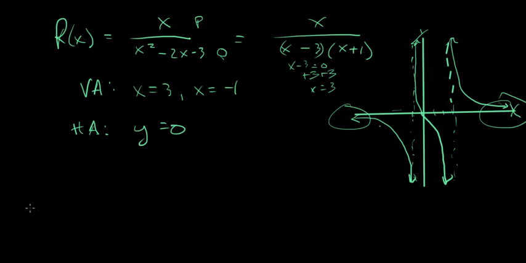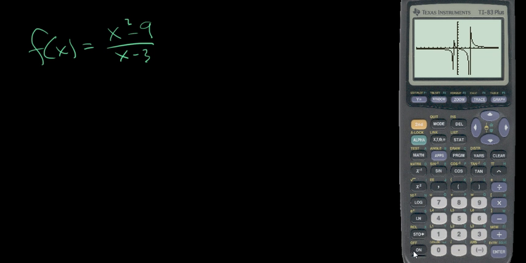And there's one more thing we have to talk about, and that is holes in the graph, okay? And this is a very, very common occurrence. You get something like this. F of x equals x squared minus 9 over x minus 3. Now, let me graph that right away, and let's take a look at that, okay? X squared minus 9 over x minus 3.